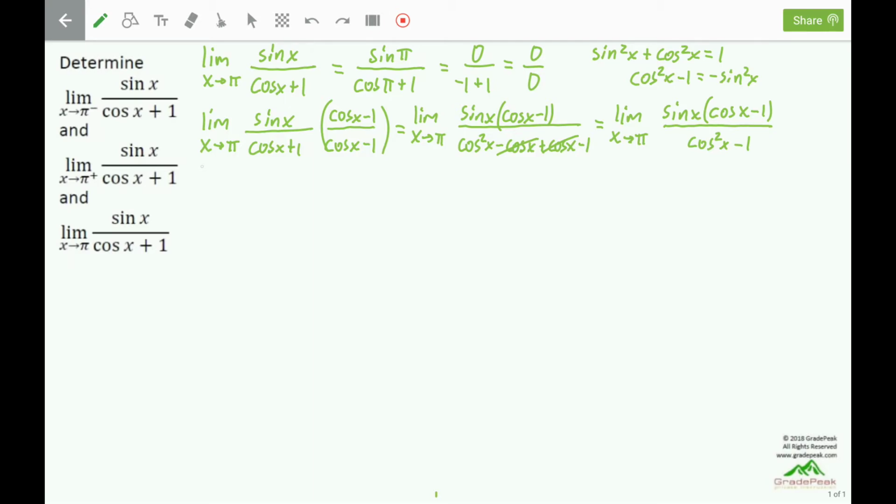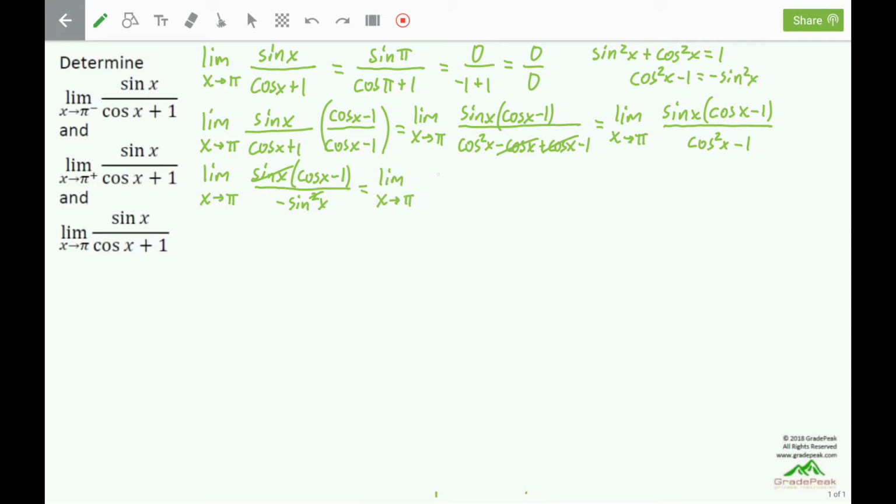So we can replace that in our denominator. So we have the limit as x approaches pi of sine of x times cosine of x minus 1 divided by what will now be a negative sine squared of x. We still have the 0 over 0 indeterminate form because sine of pi is a 0, but we have a sine in the numerator that can cancel with one of the sines in the denominator, removing the 0 over 0 indeterminate form.